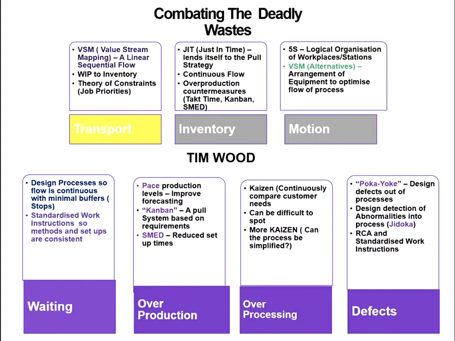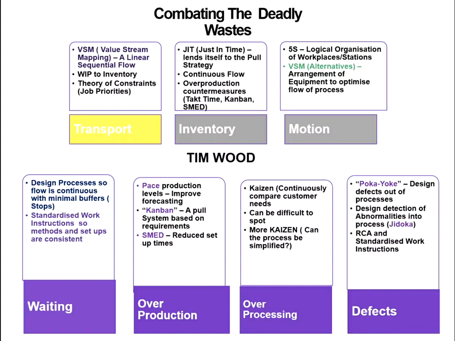So combating those, transport, do a value stream mapping. Do some research, guys, on this. Value stream mapping makes you look at where value is being added and where value is not being added, and yet it's costing you. So it looks at work in progress to inventory, theory of constraints as well. Inventory, just in time, continuous flow, that's what you want to reduce wait times as well. Have everything moving through the factory continuously.